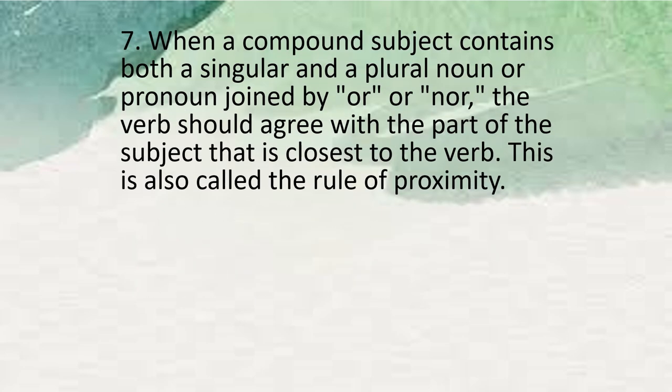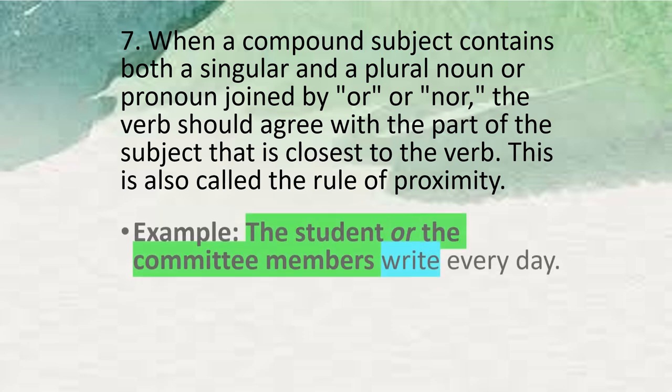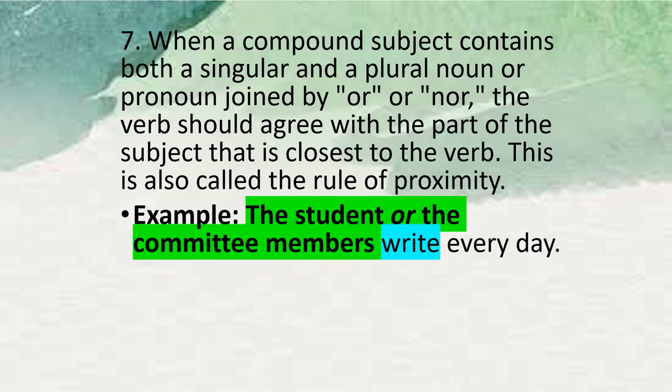Then we have the seventh. When a compound subject contains both a singular and a plural noun or pronoun joined by or, nor, the verb should agree with the part of the subject that is closest to the verb. Take note, closest to the verb. This is also called the rule of proximity. Look at example. The student or the committee members write every day.